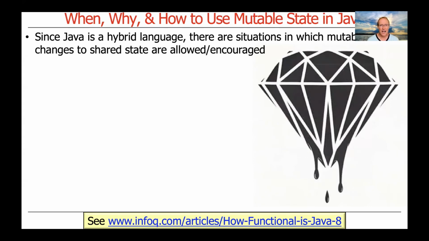And so it turns out, even though functional programming really wants you to be immutable and stateless and not share state, there's situations in which mutable changes to shared state are allowed and even encouraged in some cases with Java. And this link at the bottom gives you a nice overview of how functional Java really is. And the answer is it's functional, but there's exceptions to things.